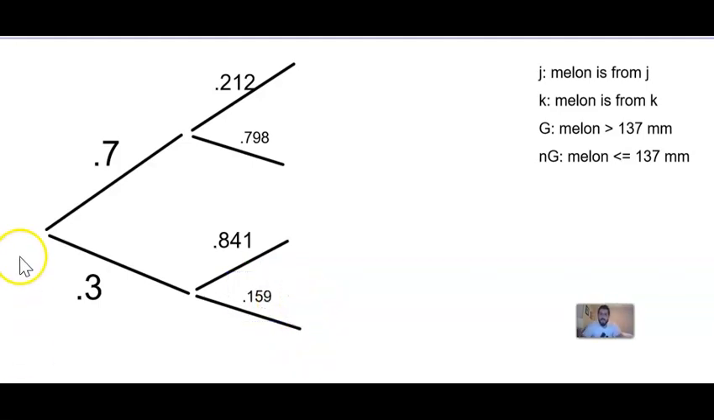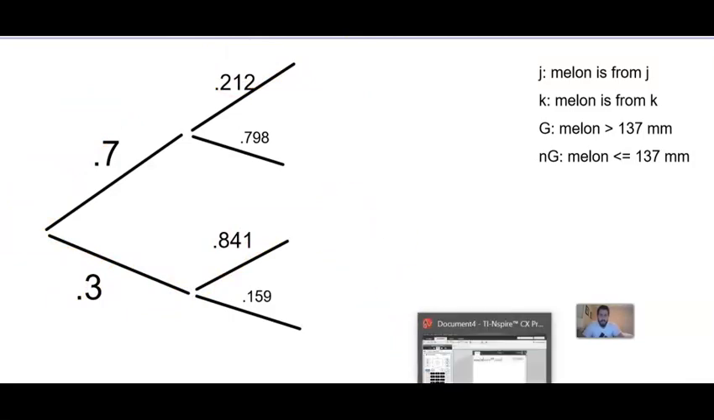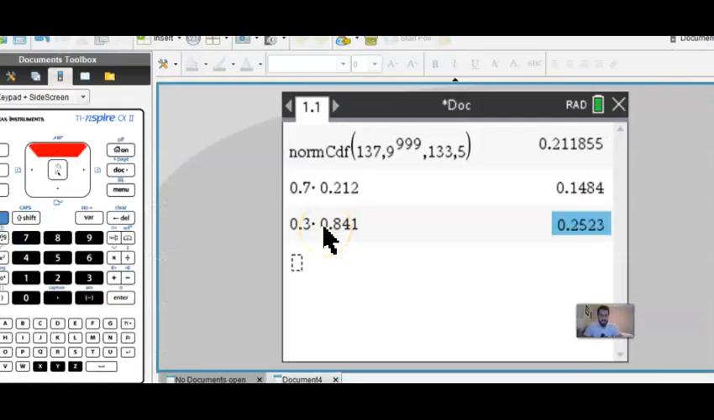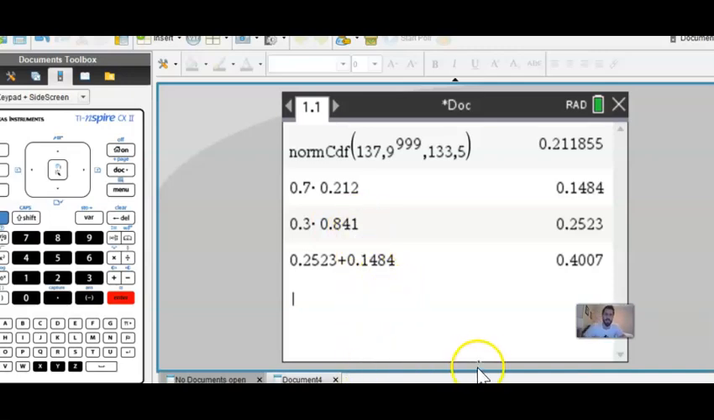So we're interested specifically in these two numbers multiplied together, added to these two numbers multiplied together. So we can do that real quick. Those two products added together, 0.4007 is going to be our result.